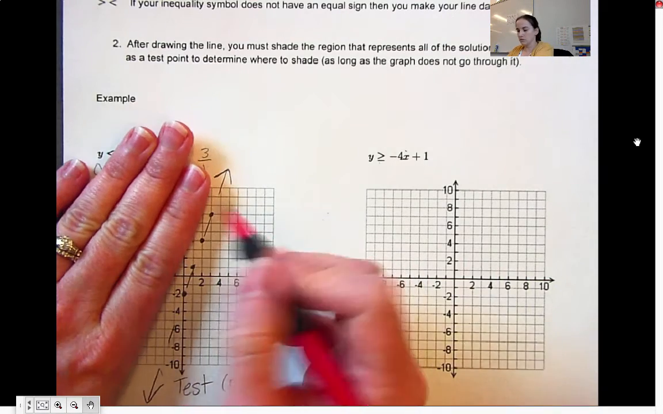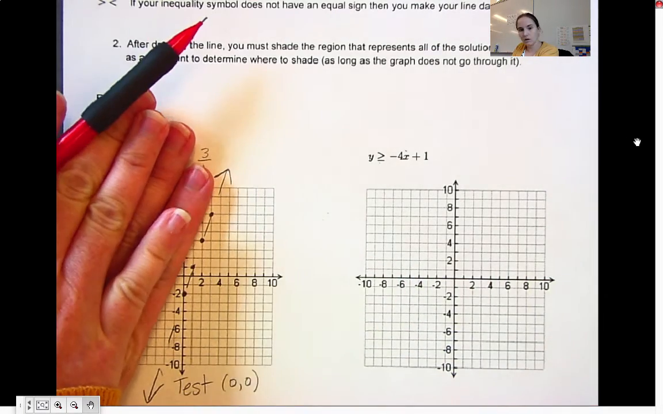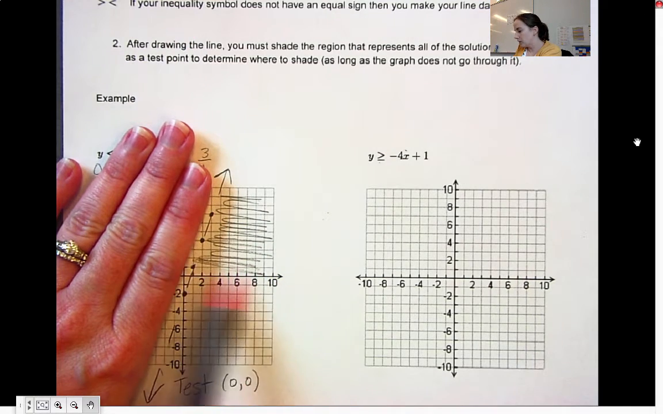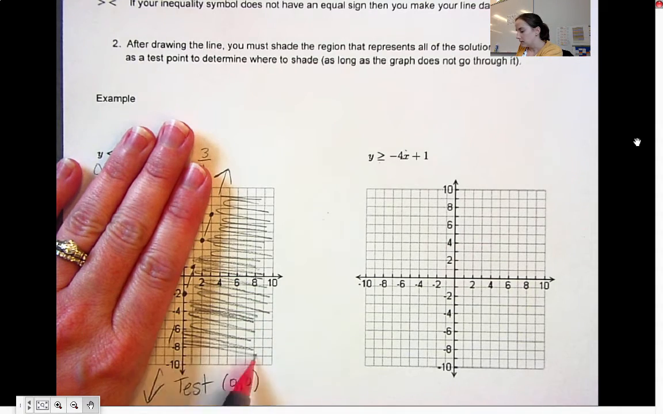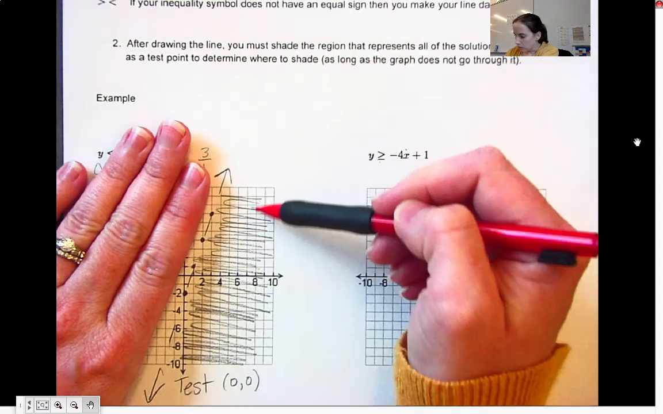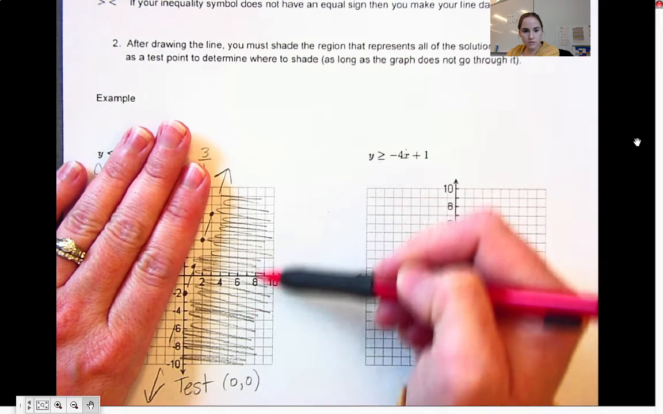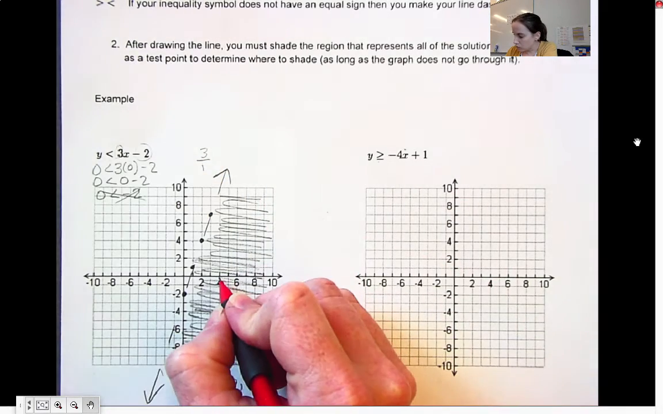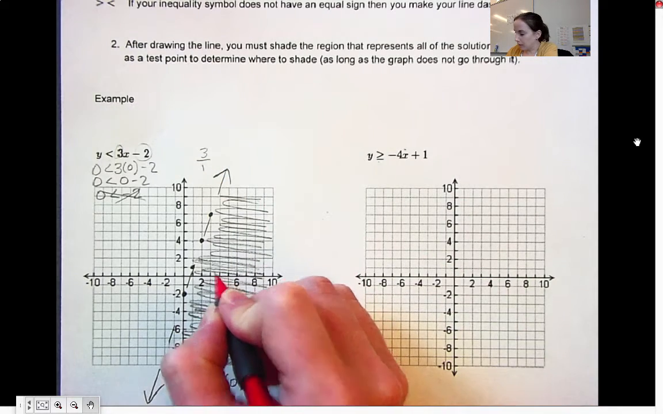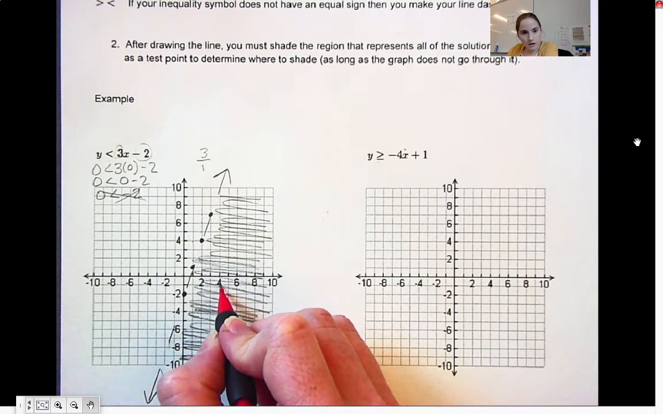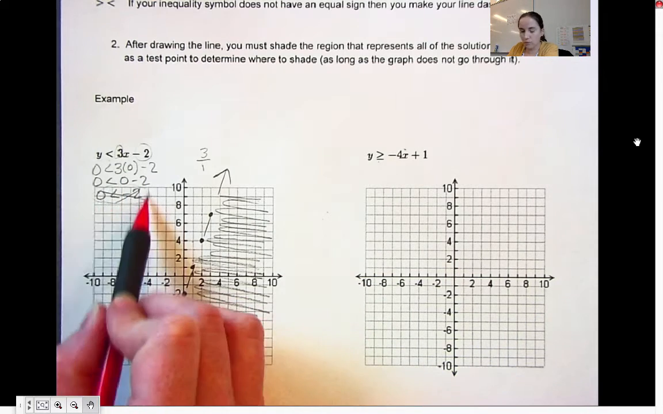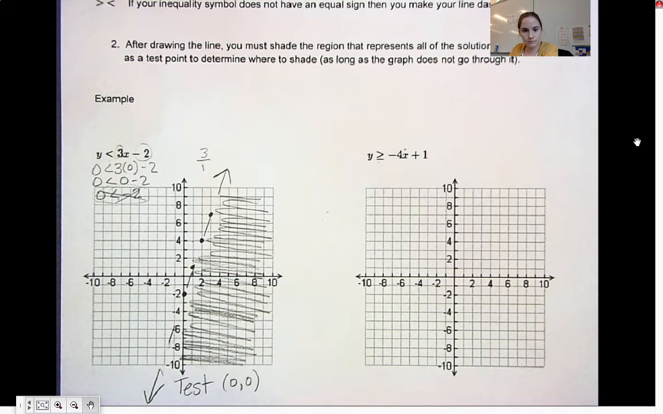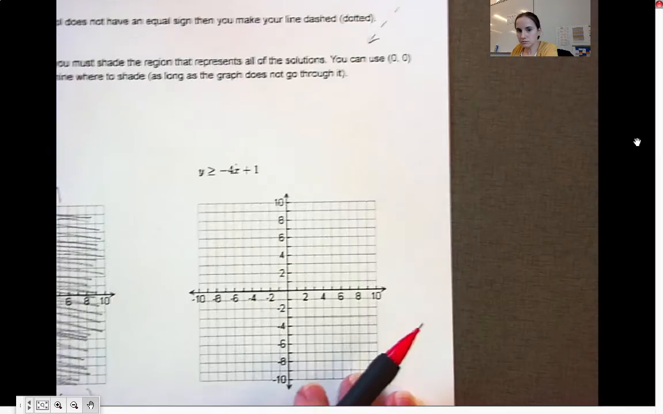So I don't want to shade where 0, 0 is. And 0, 0 is on this side of the line, over here. So I want to shade over here, and you shade the entire region. What this means is that all of the points, the ordered pairs here, are your solutions. If I choose 4, 0 and plug it in, that point should give me a true statement when I work it out here. This one did not work, so I don't want to shade there. Okay, let's try the next one.